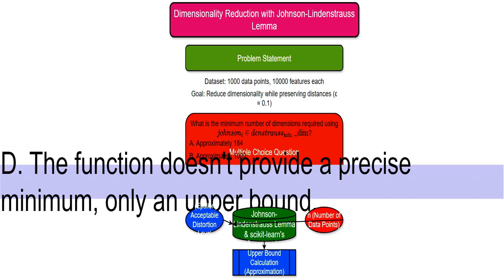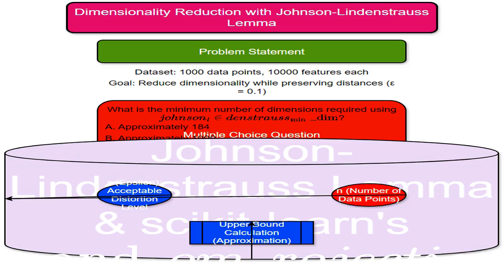This is a possible answer choice, suggesting the function only gives me a maximum limit, not the precise minimum. I'll be using the Johnson-Lindenstrauss lemma, a mathematical concept that helps with dimensionality reduction while approximately preserving distances. Scikit-learn's Johnson_Lindenstrauss_min_dim function is a tool I'll use to estimate the minimum number of dimensions needed.